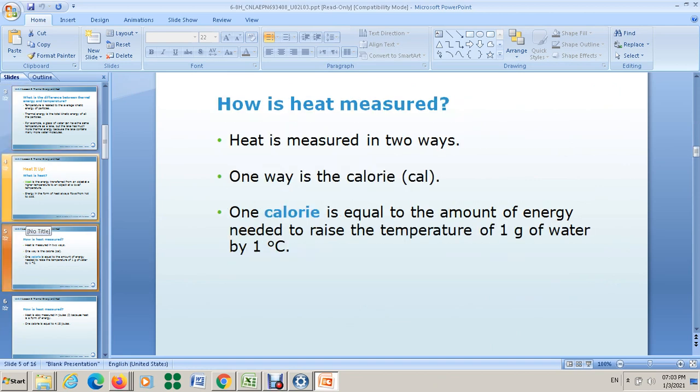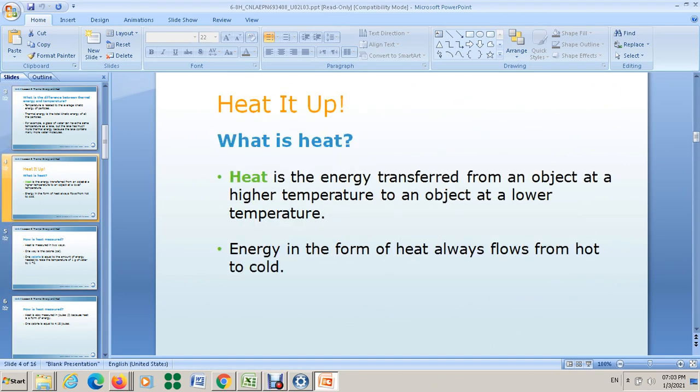We always hear heat, right? Okay, so if we want to talk about heat, what is heat now? Let's define what heat is. Heat is the energy transferred from an object at a higher temperature to an object at a lower temperature.